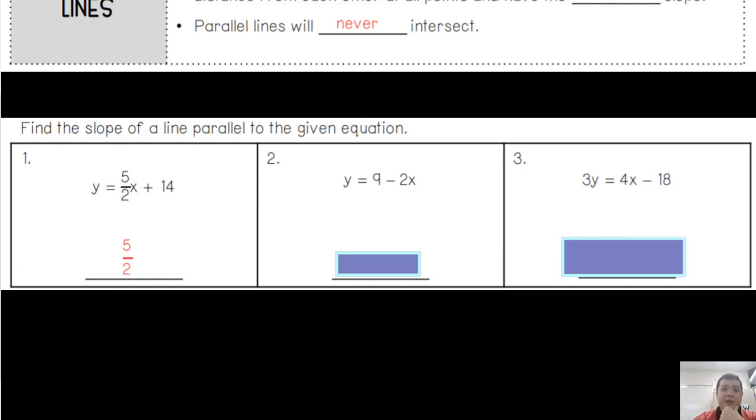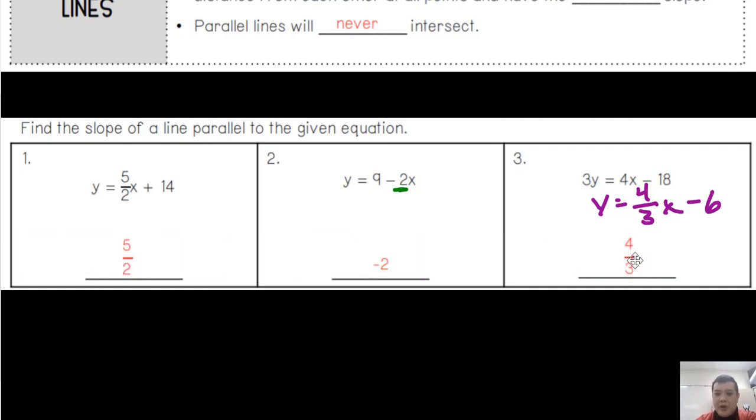Here, even though it's written in slope-intercept form, it's written a little weirdly, where the slope is on the second term. So there's a -2. Here, we have -2 as our slope. Here, it's not written in slope-intercept form, so we need to change it into slope-intercept form so we can figure out what the slope is. So we're going to divide both sides by 3. We can get y equals 4/3 x minus 6. So therefore, the slope for any parallel line would be 4/3.